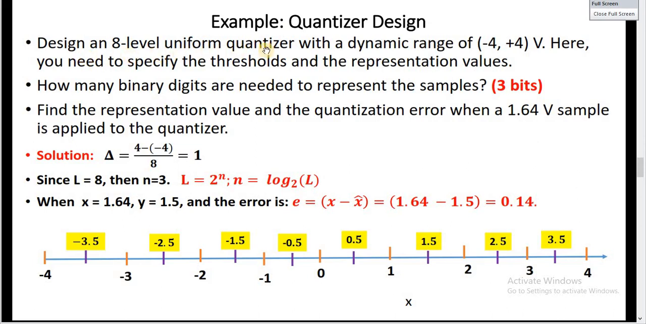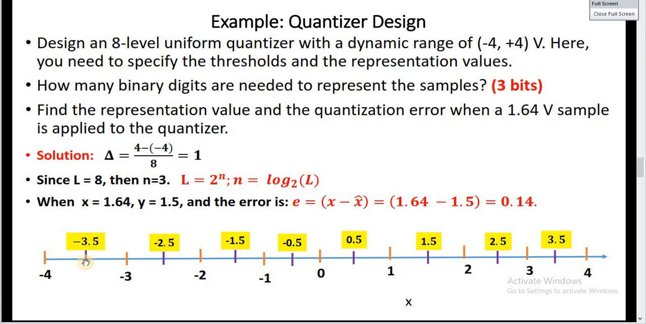Design an 8-level uniform quantizer with a dynamic range of minus 4 to 4 volts. Here, you need to specify the thresholds and the representation values. The dynamic range of the quantizer is between minus 4 and 4 volts, and we need to design an 8-level uniform quantizer, which means that L equals 8. Delta, the step size, equals the maximum value 4 minus the minimum value, which is minus 4, divided by the number of quantization levels, which is 8. So in this case, delta equals 1.